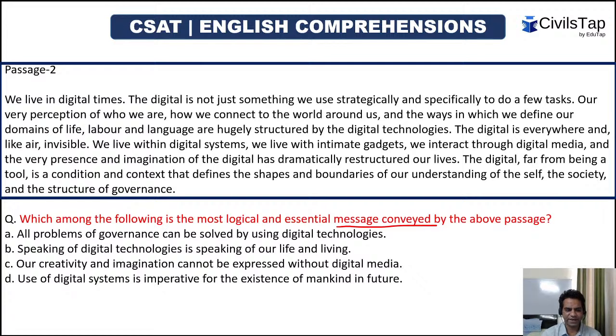We live in digital times, right? That's absolutely true. It cannot be elaborated more than what we're doing right now. We are learning, the classes are going on online. So we live in digital times. The digital is not just something we use strategically or specifically to do a few tasks.